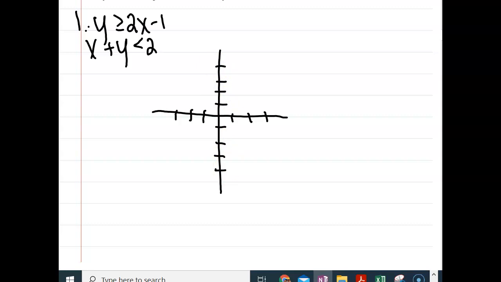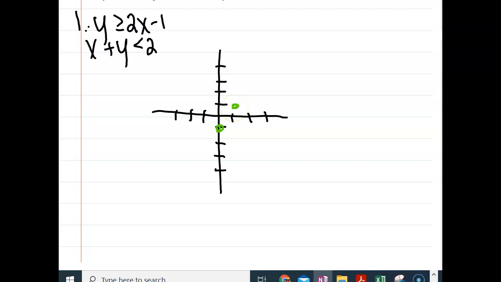And we're going to go through and graph both of these inequalities. Remember, to graph an inequality, it has to be in y equals. That first one's already in y equals, so we can plot the y-intercept at -1, right here. My slope is 2, or 2 over 1, so we're going to rise 2, run 1, and put a point.